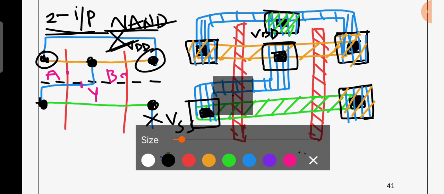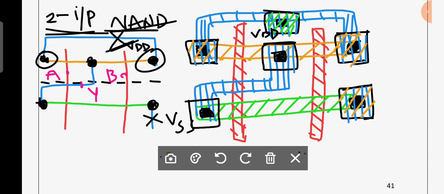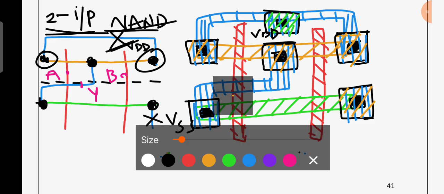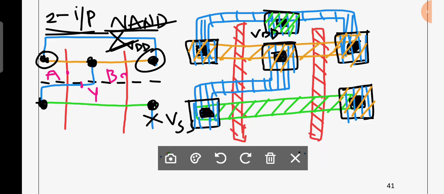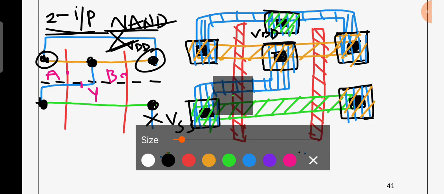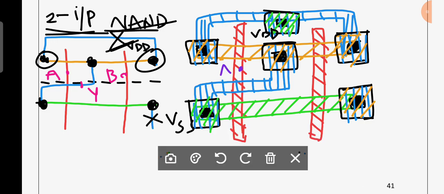Then later I have to give metal, here also metal, and which diffusion do we have to give? Whatever the diffusion we are having here. Why? Because it is not a VDD and VSS contact. I hope that is clear. And you can call this one as what? Absolutely, this one as A, this one as B, and this one as Y.